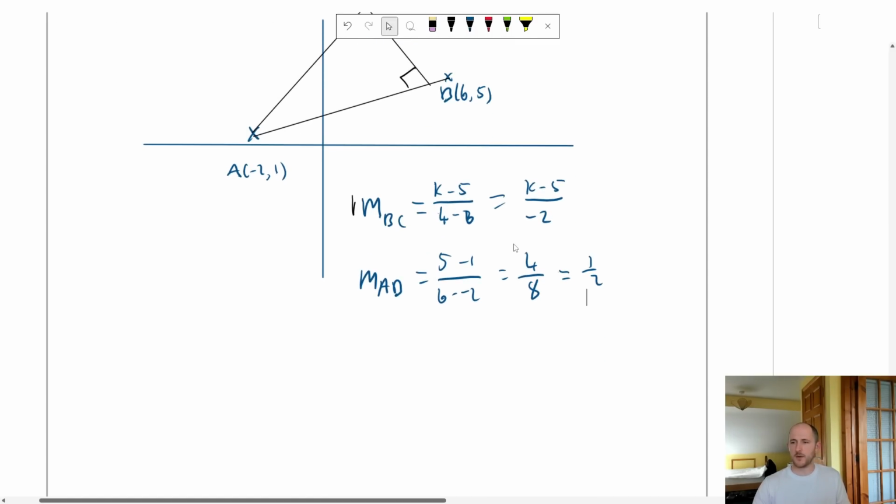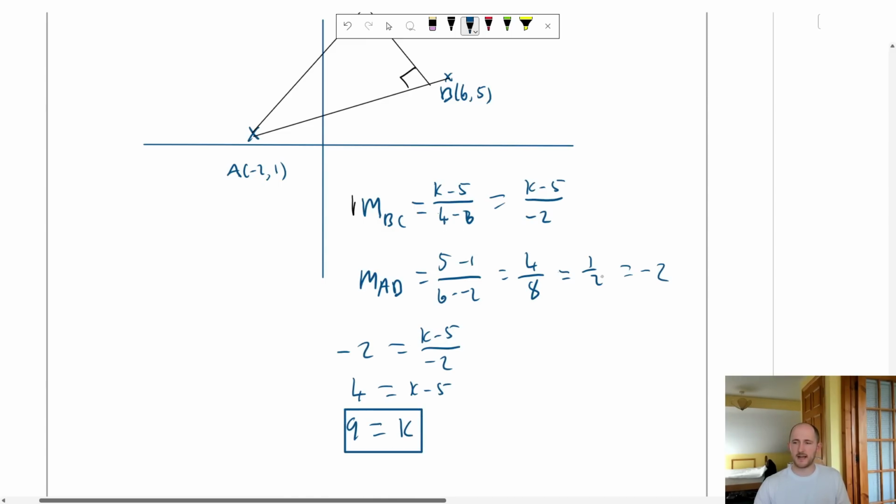Interesting. So, this right here is the negative reciprocal of this. So, there's a few different ways that you can put this, but if I flip this and make it negative, it should equal 1 over 2, essentially. So, take the negative reciprocal of this and I get minus 2. So, minus 2 is equal to k minus 5 over minus 2. Times both sides by minus 2, I get 4 equals k minus 5. Which means k is equal to 9. That's how I do it.